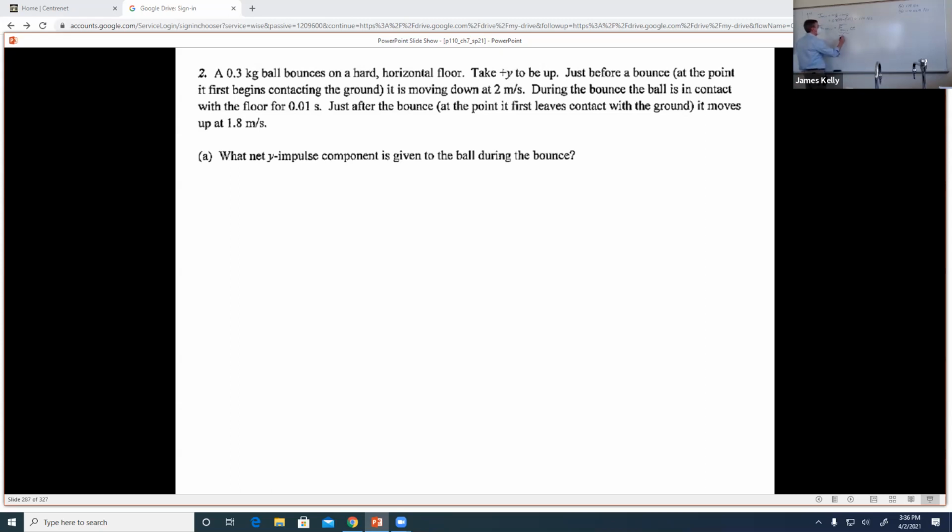The mass is 0.3 kilograms. So that's just m times little g is this. And the delta T in seconds is 0.01, right? And so apparently that works out to minus 0.029 Newton seconds. I'm not getting it from that formula. It was our definition of what impulse was.